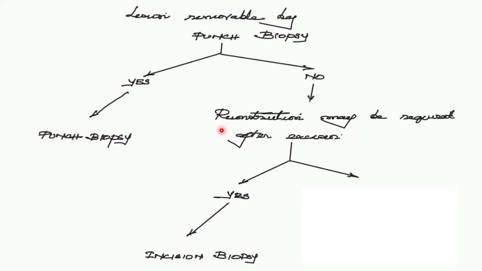If it is a comparatively smaller lesion where reconstruction will not be required, then we can completely remove the lesion and go for an excision biopsy. So if reconstruction is required and it is a large lesion, it is incision biopsy. If reconstruction is not required and it is a small lesion that can be closed by primary closure, excision biopsy. If it is a very small lesion, punch biopsy, because punch biopsy will act as an excision biopsy.